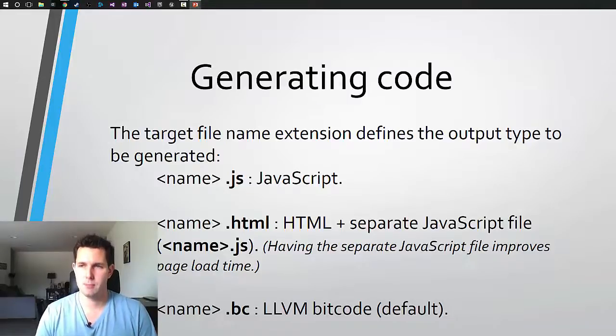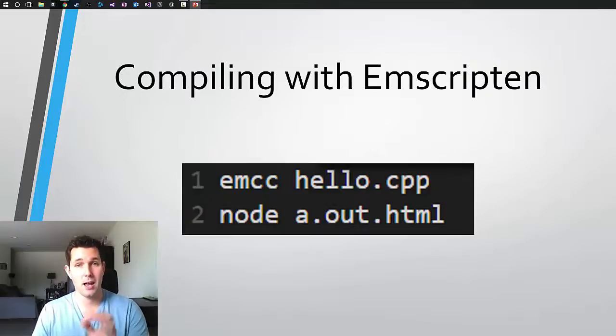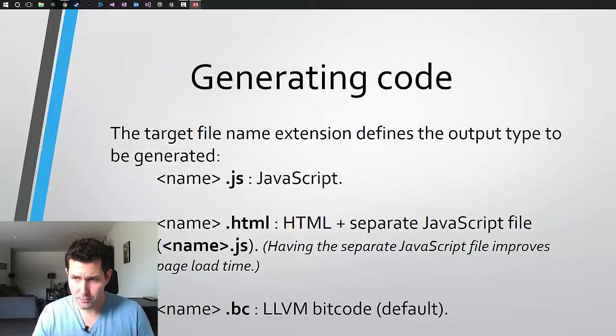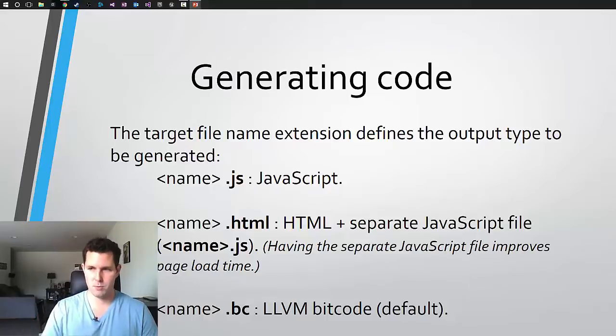So generating some of this code. The target file name extension defines the output type to be generated. So in that case, let's take a step back. I said I want to output HTML. This HTML will also have a JavaScript file with it if necessary. So I could say let's output this file as JavaScript or JS. It's going to be JavaScript, HTML, and a separate JavaScript file, which is what I did just before.